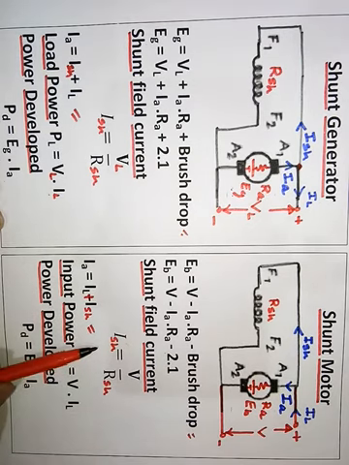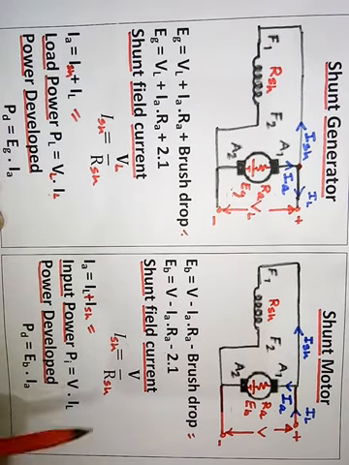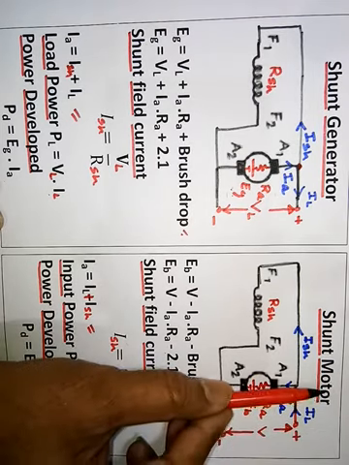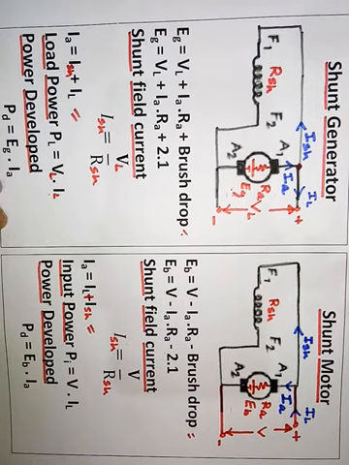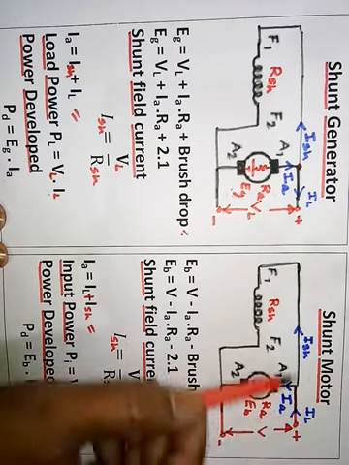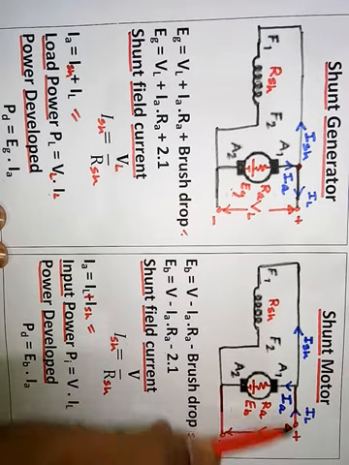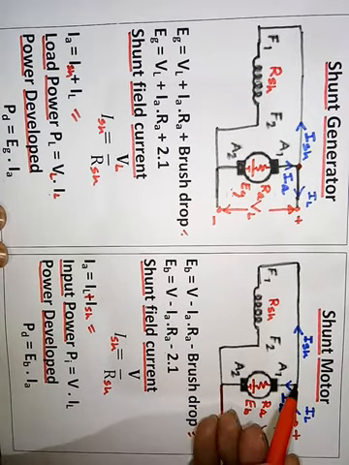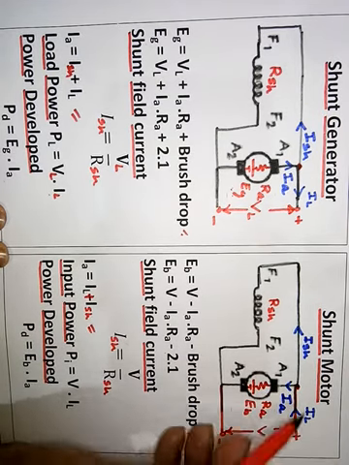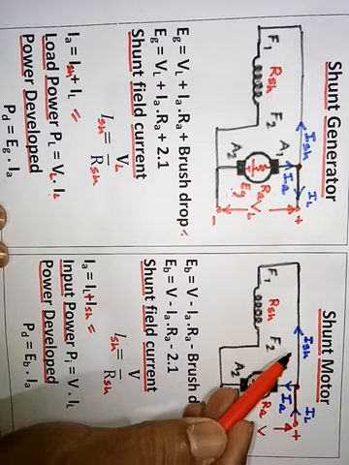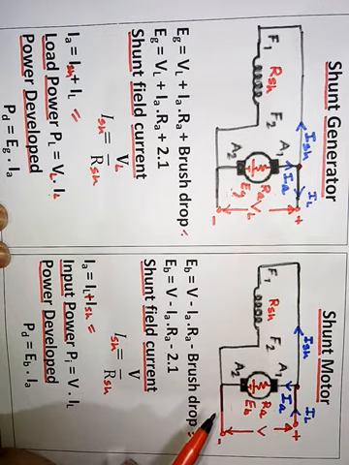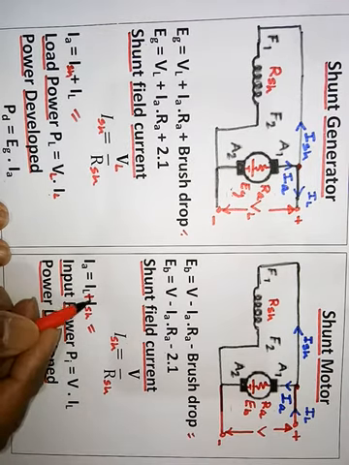The same amount of current will flow through the shunt field winding, V upon RSH. This is V, the supply voltage, because the field winding and the armature are connected in parallel. So what is the relation between the armature current, IL and ISH? IL is the incoming current toward the junction here, and the outgoing currents are IA and ISH. So IL will be equal to IA plus ISH. It means IA equals IL minus ISH. Okay. Now this is nothing, it's a negative sign.